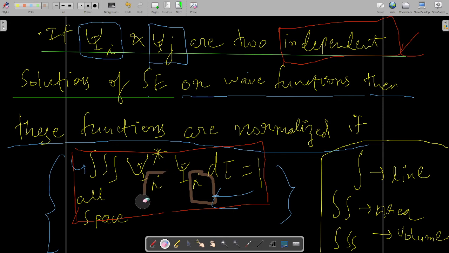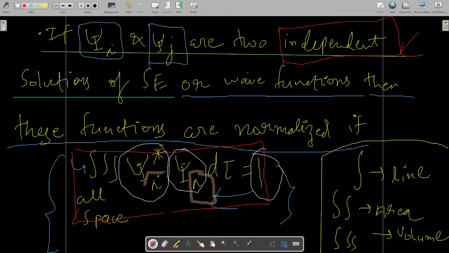Why was this condition very different? Because you are taking psi i and multiplying it with the conjugate of itself. You are taking psi i and multiplying it by psi star i, and you are taking the volume integral. It is yielding you 1. When you take psi i and its conjugate, multiply both of them and take the volume integral, you get something equal to 1.